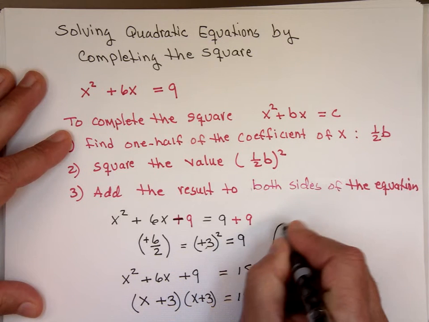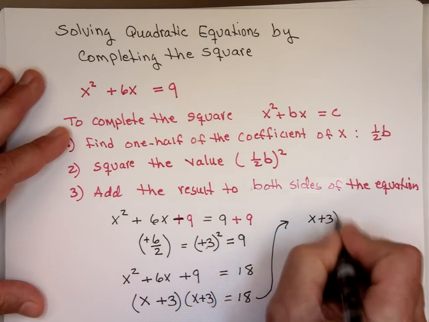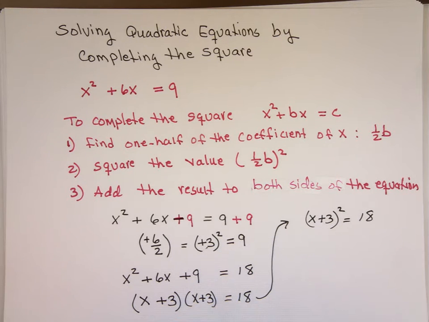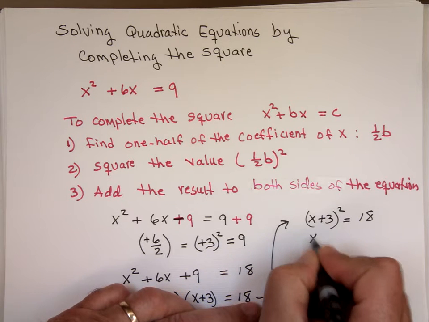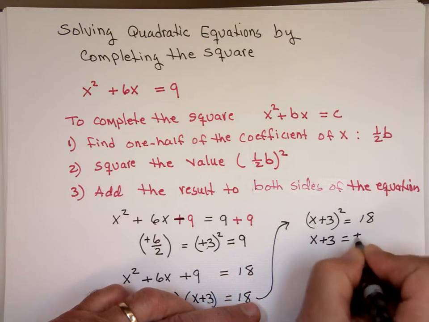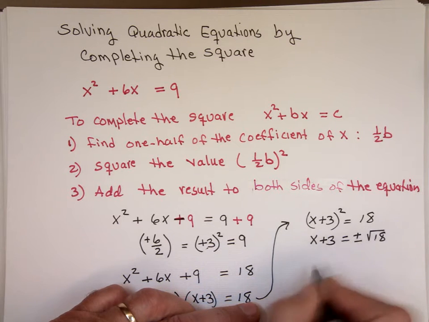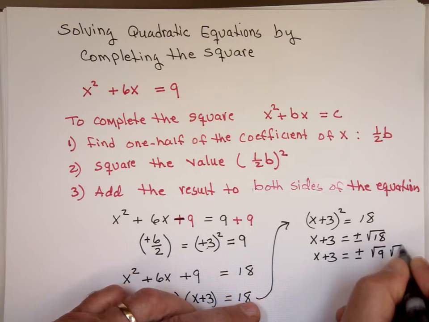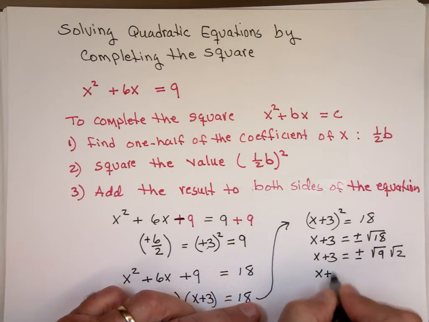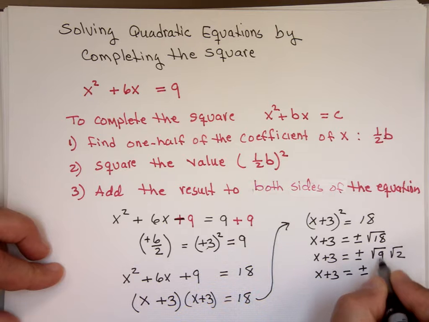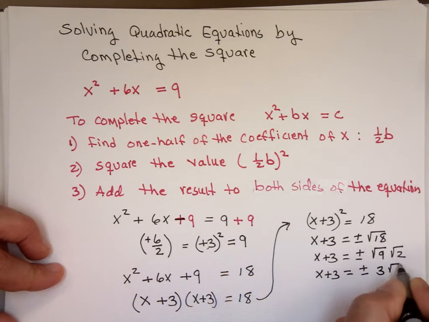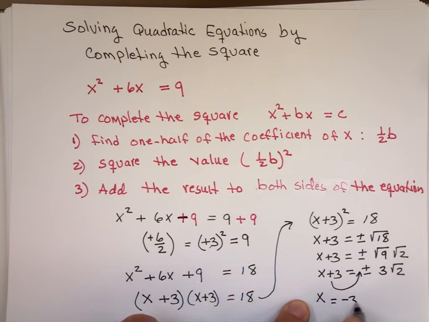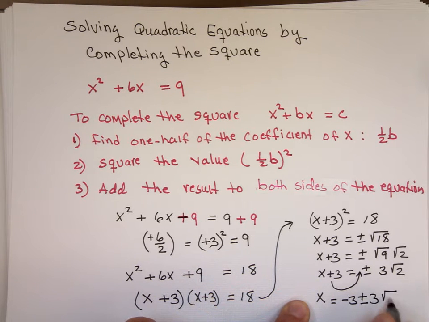And this will change to now what? X plus 3 squared equals 18. And what do you know? That looks like the previous one we did in the other video. Using the square root method, x plus 3 has to equal plus or minus the square root of 18. 18 is 9 times 2. So x plus 3 equals plus or minus the square root of 9, which is 3, times the square root of 2. Now bring the 3 to this side, that becomes a negative 3.